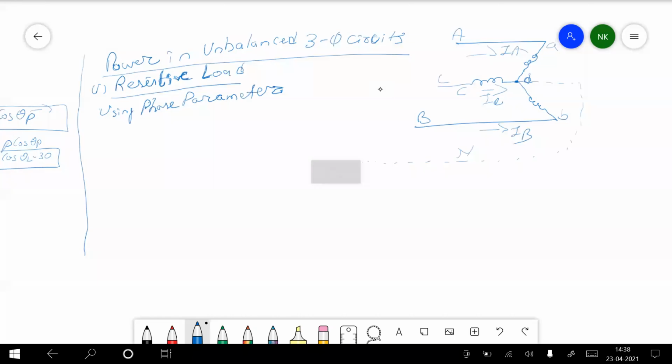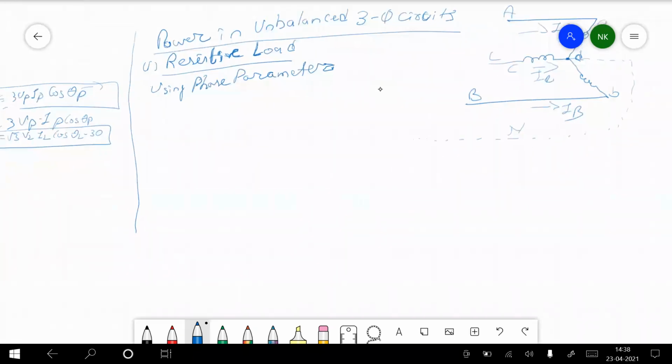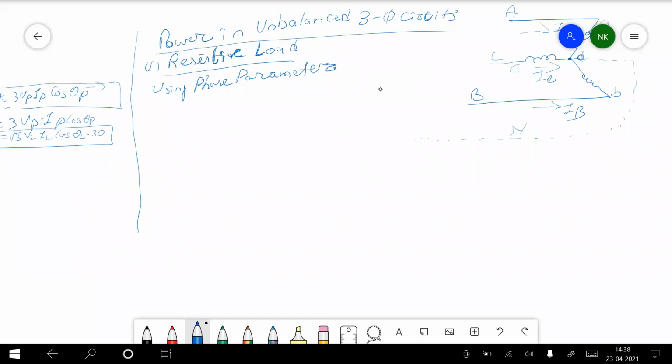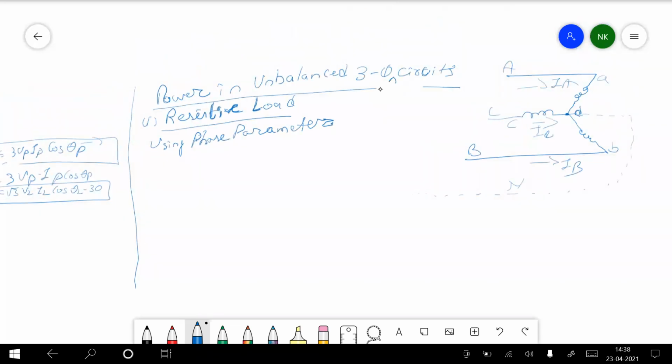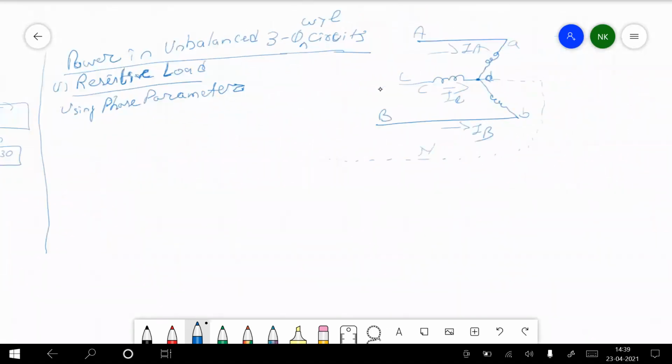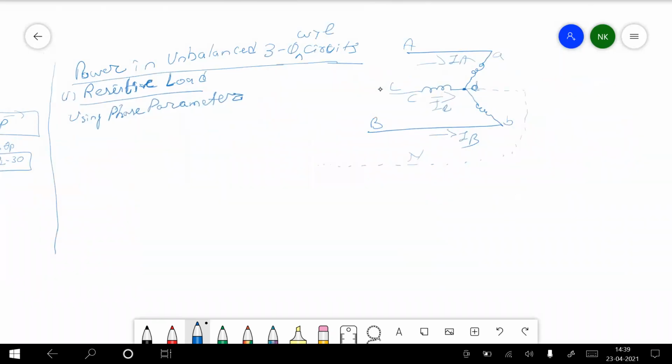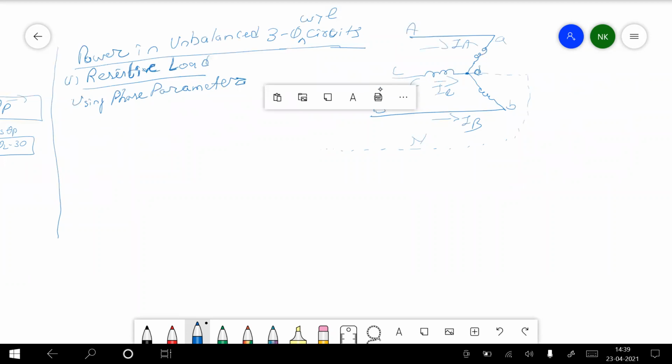Just keep in mind this figure. There is a lot of connectivity that we will be showing according to this. So for the three-phase Y circuit, we are dealing with Y, so we'll write Y over here. Three-phase Y circuit.